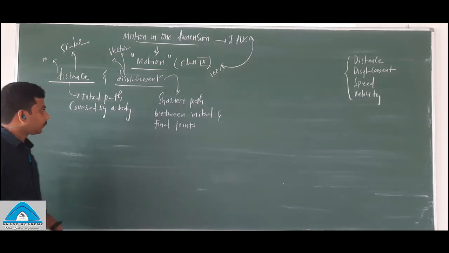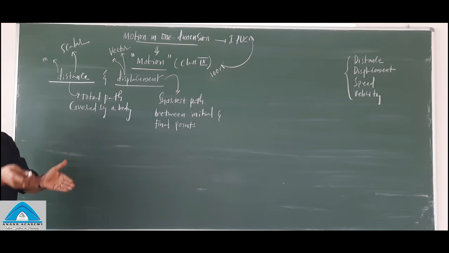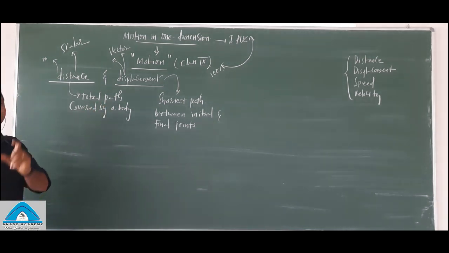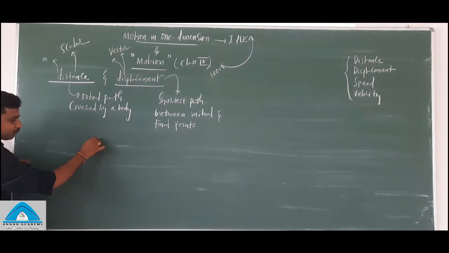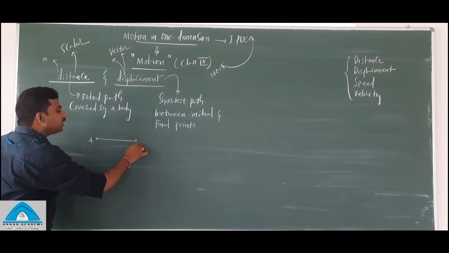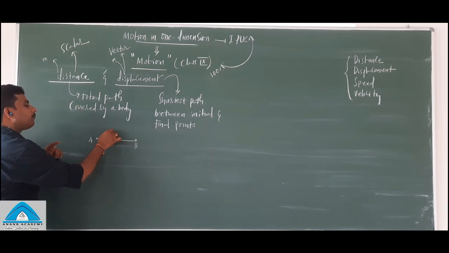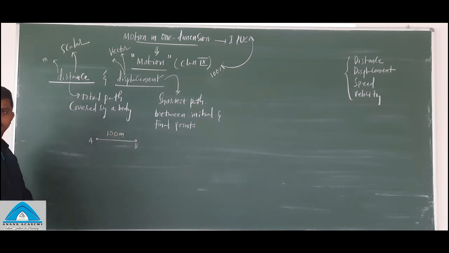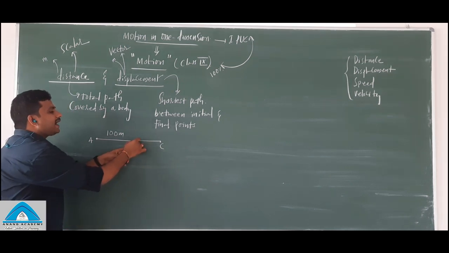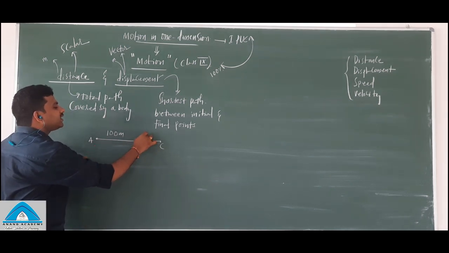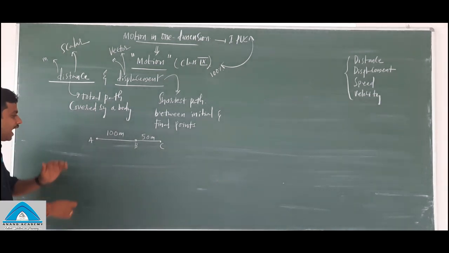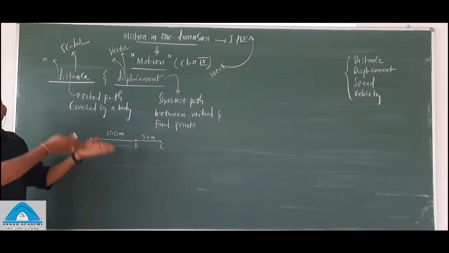Okay. Now, with a simple example, we will understand what exactly distance and displacement are. A body is starting from point A and it reaches point B, and from here to here the path length is 100 meters. And from here the body travels to point C. The path length between B and C is 15 meters.